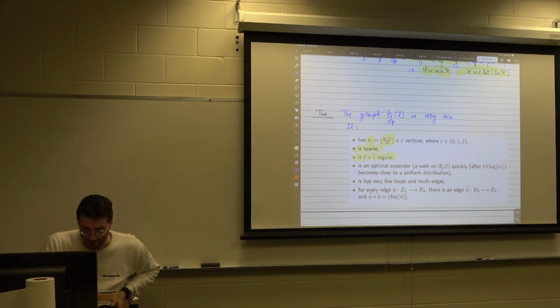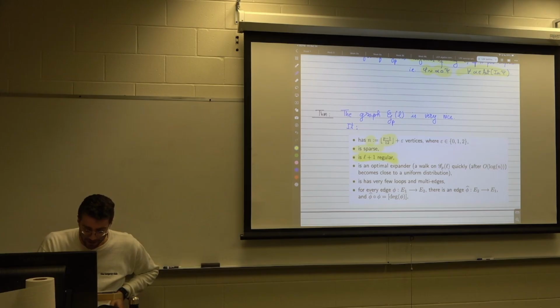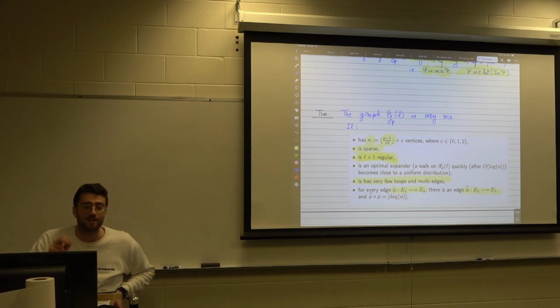The graph is regular because I made a big deal earlier out of saying that every elliptic curve has L+1 isogenies coming out of it, no matter what elliptic curve. So every point you pick on your graph, every vertex has L+1 edges coming out of it. It has very few loops and multi-edges. And then for every isogeny, there's a dual isogeny. So for every outgoing edge, there's an ingoing edge. So you can always have a way to go back. So people kind of think of this as being an undirected graph.